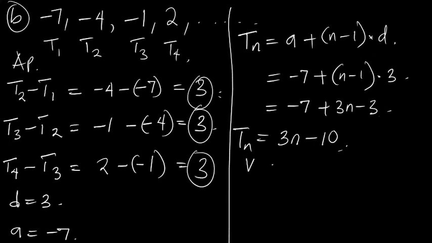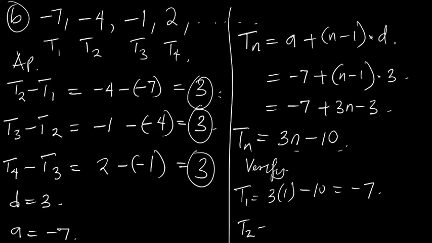We can verify it now. Let's verify. The first term will now be, if you put the first term, meaning that is the nth term when n is equal to 1, you have 3 times 1 minus 10. So this will give us -7.